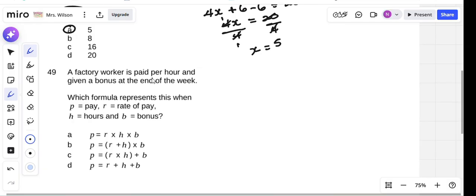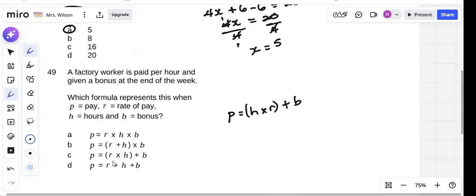A factory worker is paid per hour and is given a bonus at the end of the week. Which formula represents this, when P is equal to his pay, R is equal to rate of pay, H is equal to hours, and B is equal to bonus. Now his pay is going to be equal to the hours worked times the rate, and then we're going to add the bonus to it. So the hours worked times the rate plus the bonus.